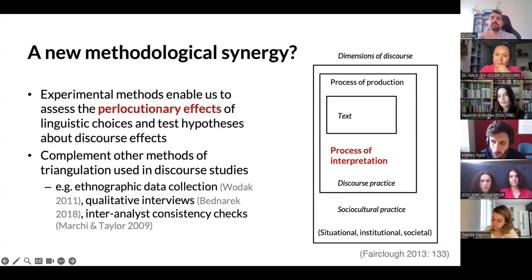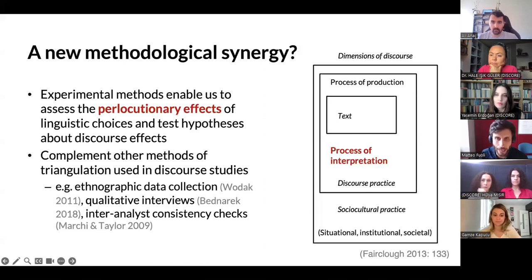So the main point I want to make here on the basis of this is that corpus methods alone can only get us so far and are insufficient to support claims about discourse effects. To properly and empirically test these effects, the real effects of language use on people's thinking, attitudes, and behavior, we do need to incorporate other methods.